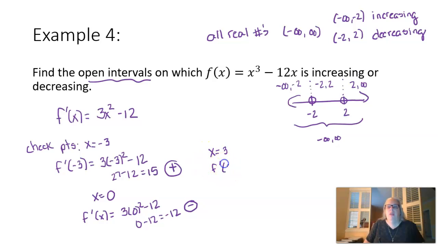We're going to have f prime of positive 3. We'll have 3 times positive 3 squared minus 12. And then again, 3 squared is 9 times 3 is going to be 27 minus 12. This gives me 15, which is also a positive number. And that tells me that on the interval from 2 to positive infinity, my function is also increasing.